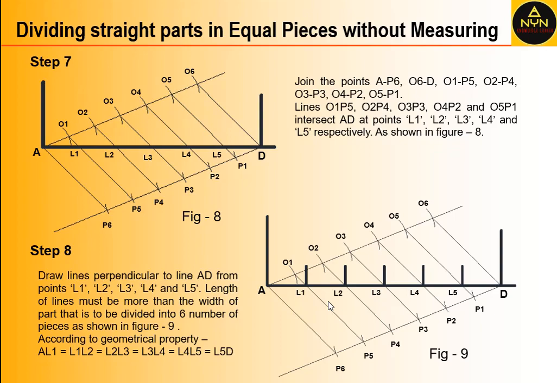Step 8. Draw lines perpendicular to AD from points L1, L2, L3, L4 and L5. The length of the lines must be more than the width of the part that is to be divided into 6 pieces, as shown in figure 9. According to geometrical property, AL1 is equal to L1L2 equal to L2L3 equal to L3L4 equal to L4L5 equal to L5D. Now this property we will use to divide the part.